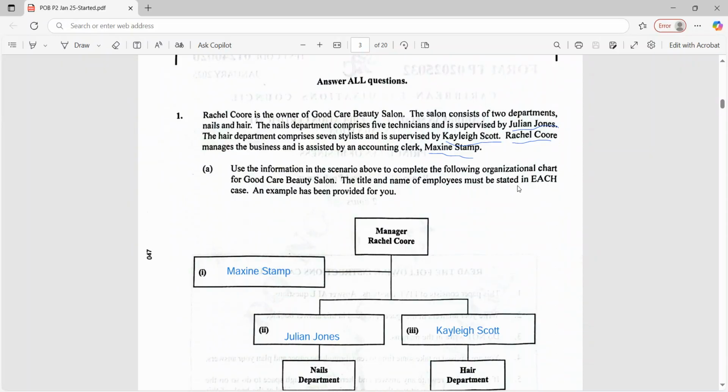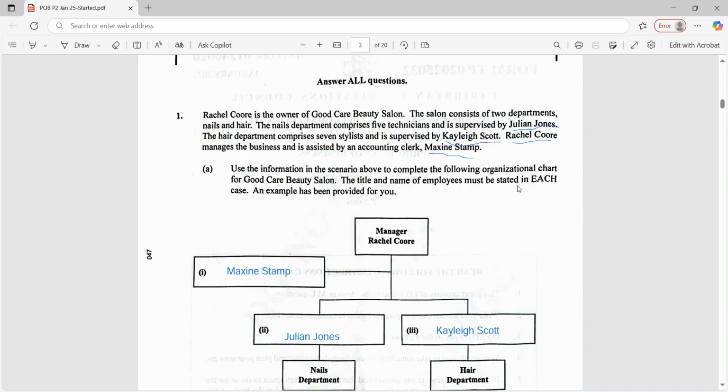Use information in the scenario above to complete the following organizational chart for Good Care Beauty Salon. The title and the name of the employees must be stated in each case. An example has been done for you. And they had manager Rachel Kaur.